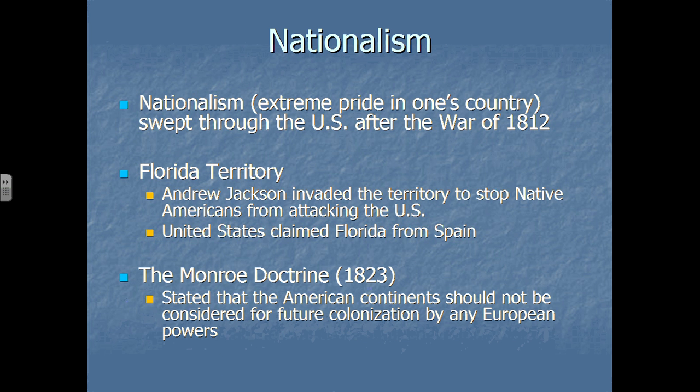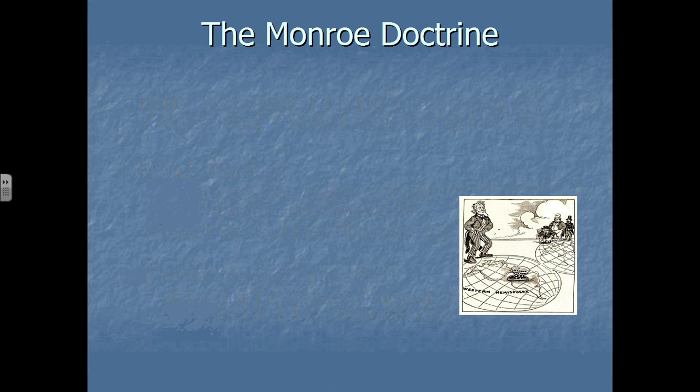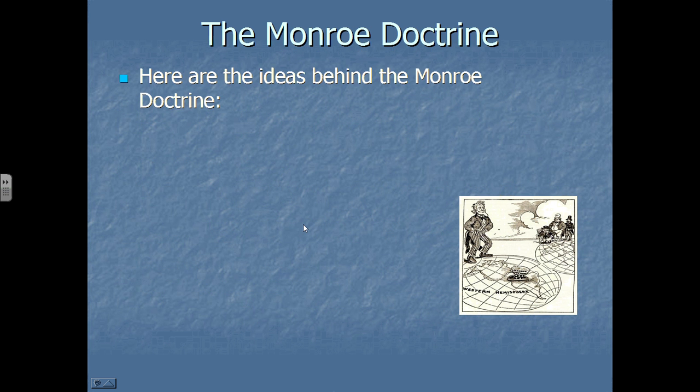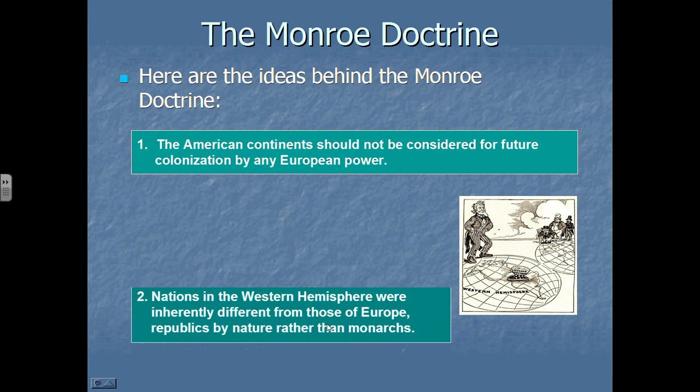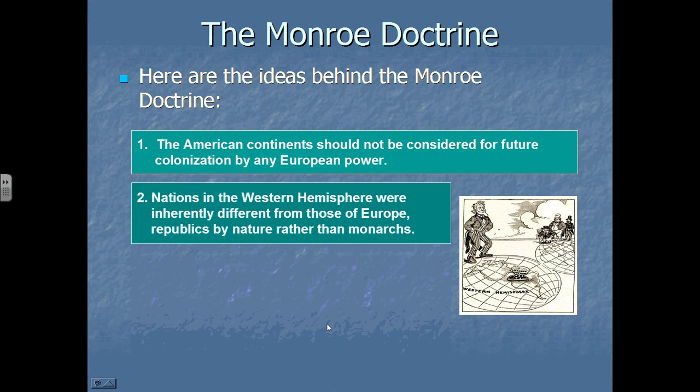Monroe Doctrine of 1823 announces to Europe that the American continents, North America and South America, should not be considered for future colonization by any European powers. So here's the Western Hemisphere, here's Uncle Sam basically telling Europe to keep out. And here are the ideas behind the Monroe Doctrine. Number one, the American continents should not be considered for future colonization. Number two, nations in the Western Hemisphere were inherently different from those of Europe, republics by nature rather than monarchs.